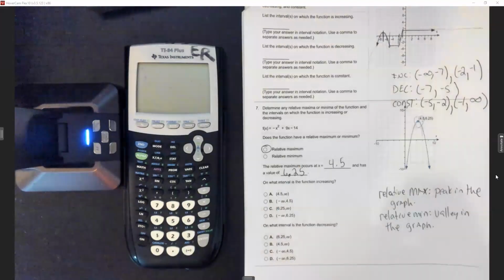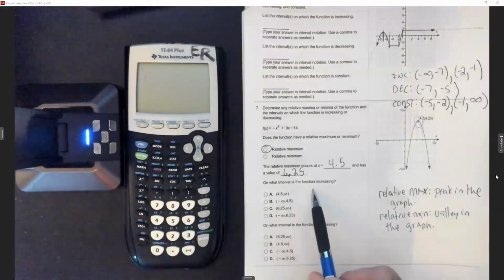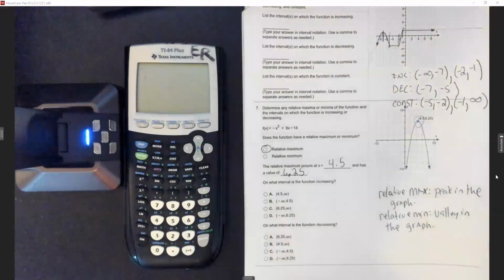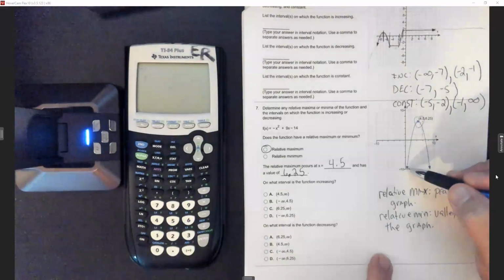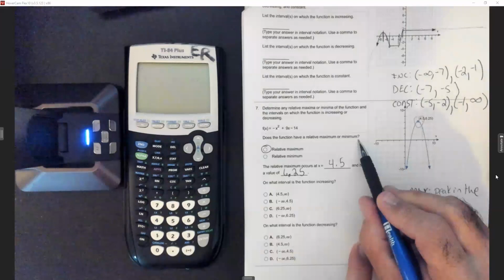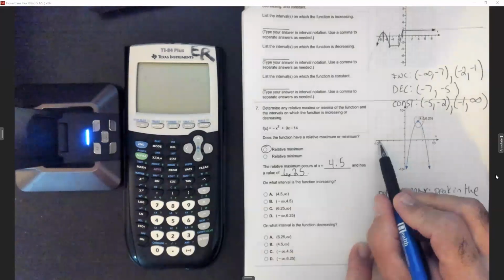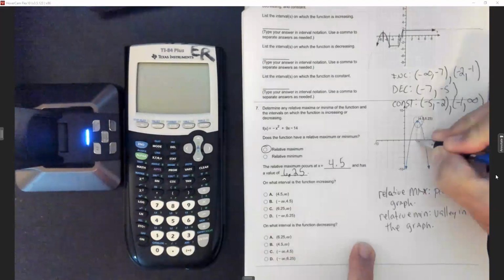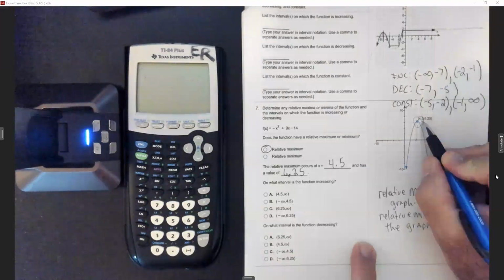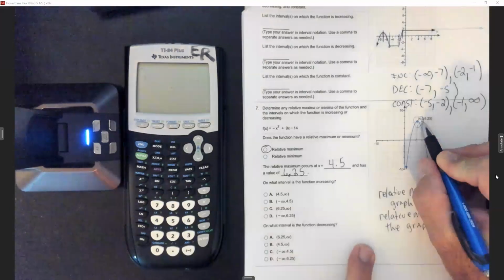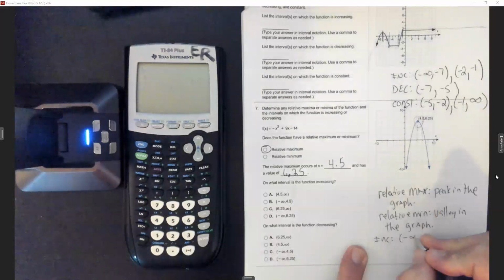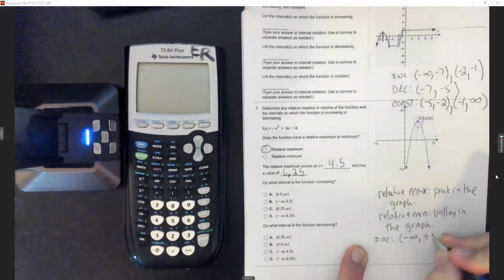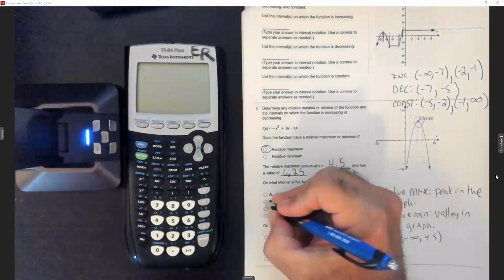So then they say, on what interval is this function increasing? Remember, increasing is going uphill. So my graph is coming uphill now. Remember, this arrow means it goes on forever. So as you come in from the left, it's increasing until we hit this x value. And they're giving me that x value. That is what, 4.5? So it's increasing from negative infinity up to the 4.5. So let's see what we will have. That'd be the B on that one.